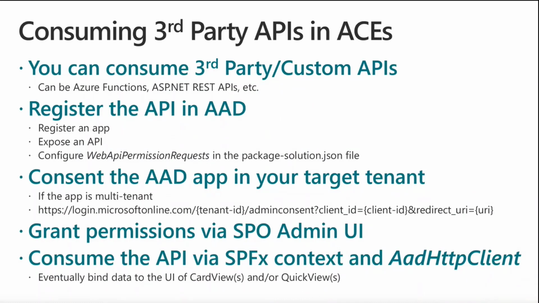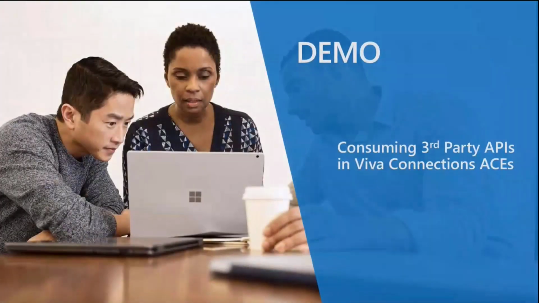You will have to configure the Web API permission request section to declare what kind of permissions you need to consume the target API. You will eventually have to consent your application in a target tenant if you are creating a multi-tenant solution. And then you will have to grant the permissions to consume that API, and you will be ready to use the AAD HTTP client that we have in SPFx in order to consume the API and show the output in a card view or in a quick view. So rather than talking, let me show you what I mean in practice.